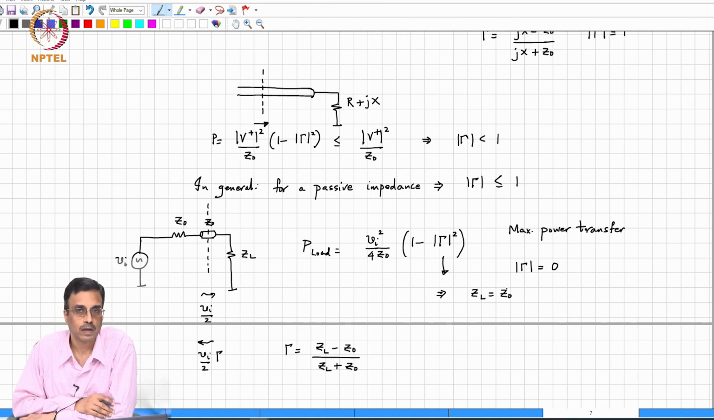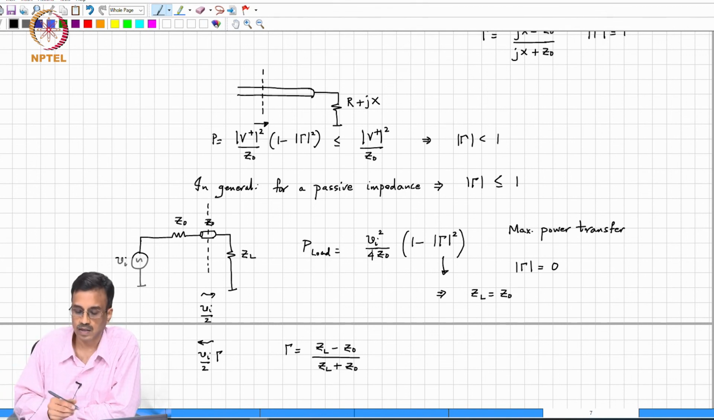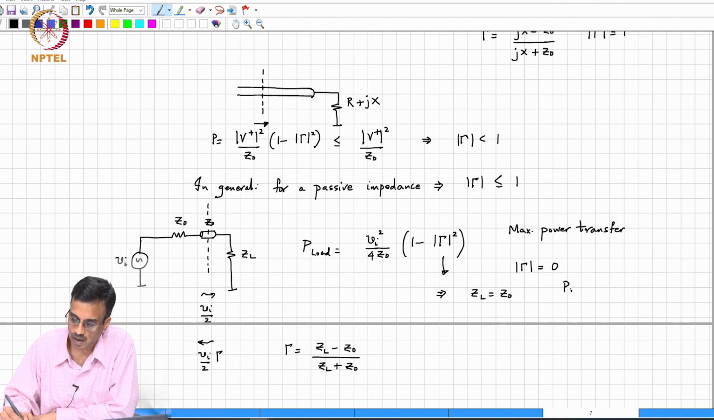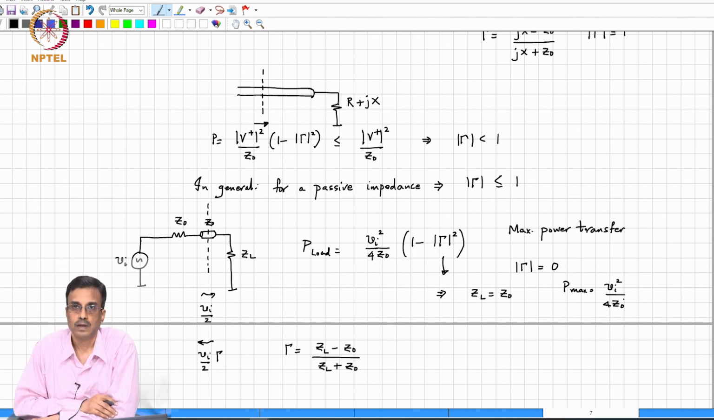Okay. And so if ZL is not equal to Z0, then part of that incident power is reflected, and the maximum power that can be dissipated in the load is simply Vi square by 4Z0. Right, and of course we knew all this from our earlier classes, where you write the voltage, you write the current, and then you multiply them and you differentiate with respect to ZL and so on. Right, this is another way of looking at the same thing.